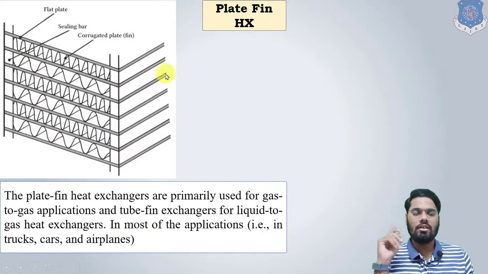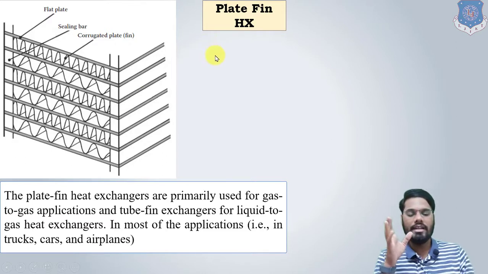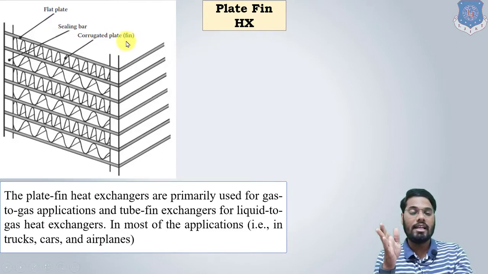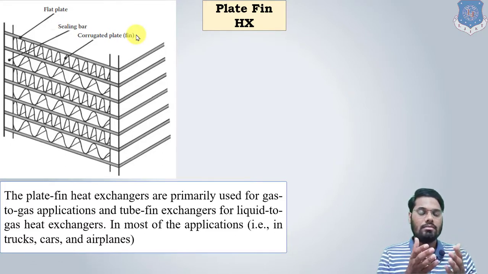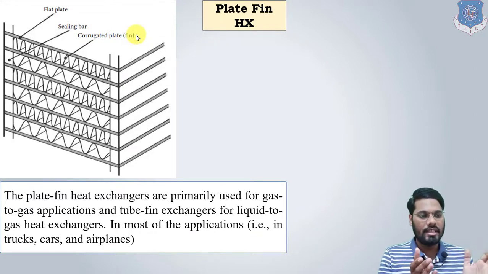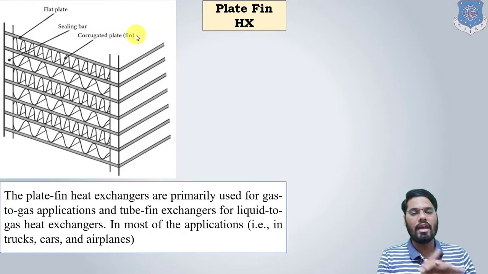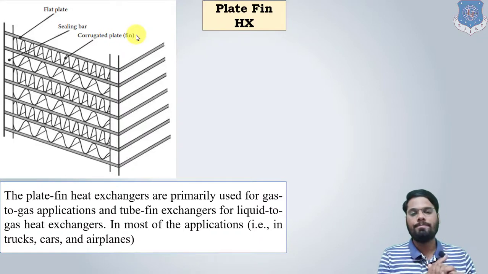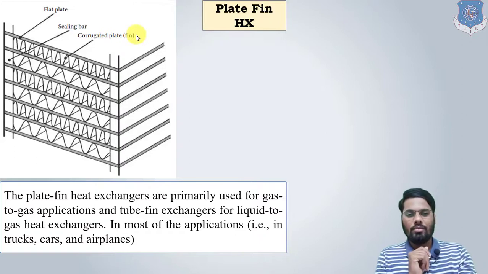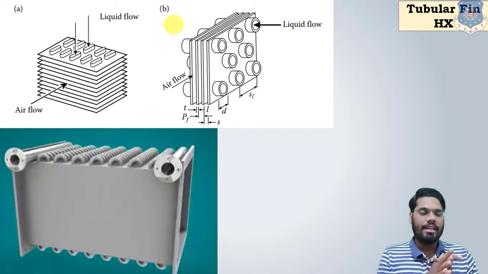So this is the rough figure of a plate fin heat exchanger. Generally, plate fin heat exchangers are used where there is heat transfer between gas and gas. So at that time, there is a very low convective heat transfer coefficient. So to increase the heat transfer rate, to increase the value of h, we are adding some extra surfaces to increase the surface area. So plate fin heat exchanger is generally used whenever there is heat transfer between gas and gas.